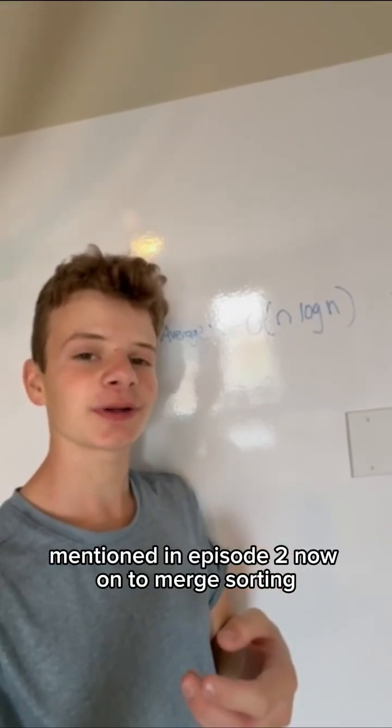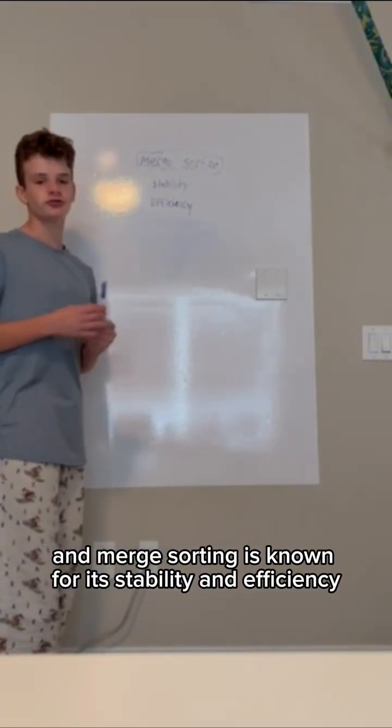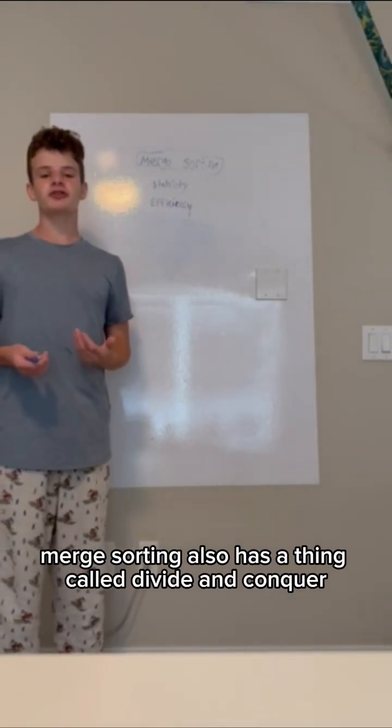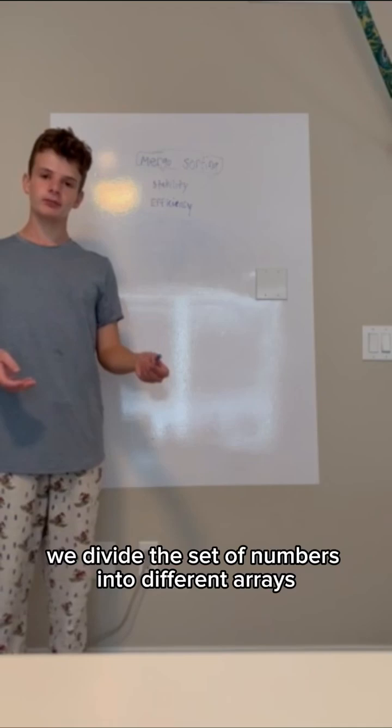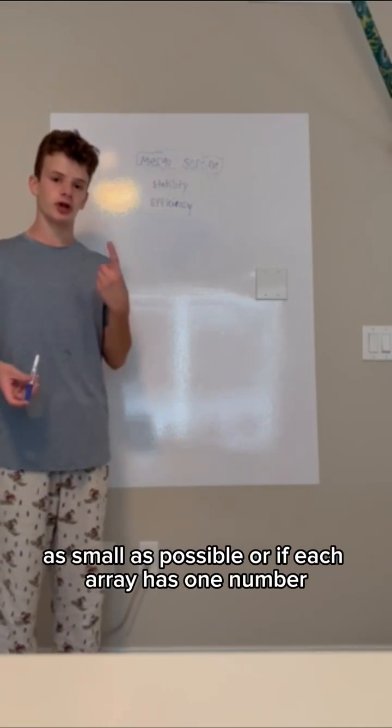Now on to merge sorting. First up, we have merge sorting, and merge sorting is known for its stability and efficiency. Merge sorting also uses divide and conquer, where you divide the set of numbers into different arrays as small as possible, until each array has one number.